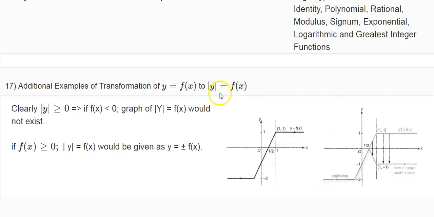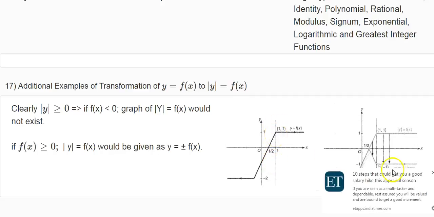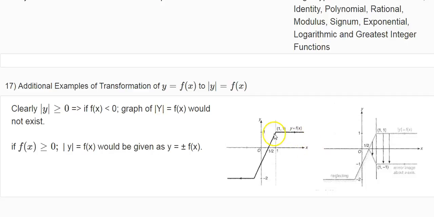Now suppose modulus of y is equal to 1 here. So what does it mean? That modulus of y is equal to 1 means that y is equal to plus minus 1. So for each value, the value of modulus of y would be 2, so we will have the mirror image of this portion of the graph as well here. So the final graph would be this portion as well as this portion. So both these portions will coexist in the graph.